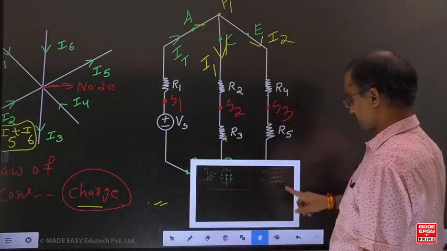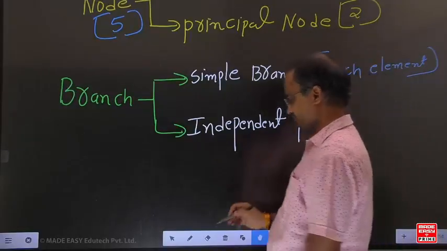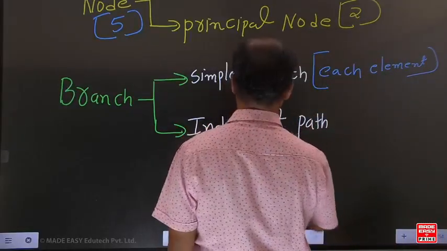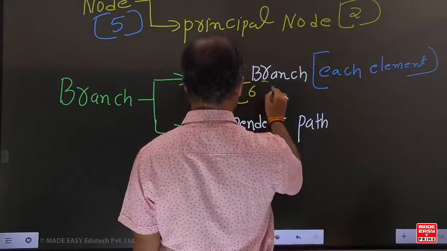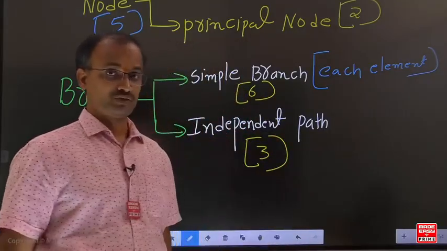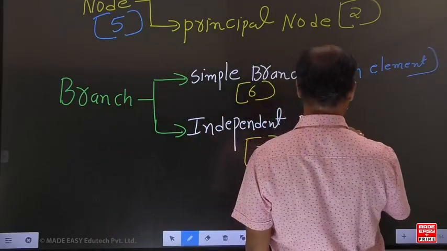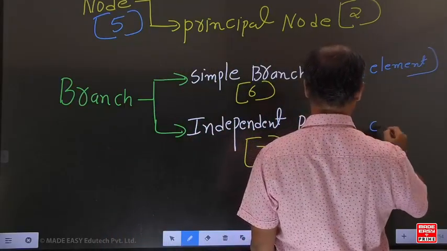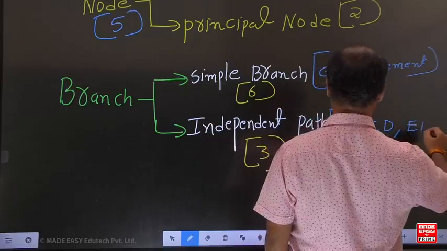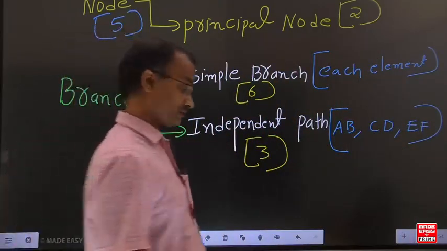That means, sir, for this particular example, how many independent paths are there? First, can you conclude how many simple branches are there? 6. How many independent paths are there? 3. Now, for the independent paths also we give names. What are the names? A, B, C, D. Other one, E and F. These are the independent paths.